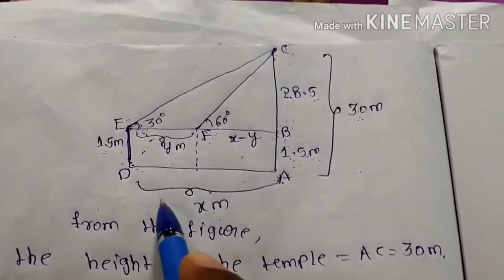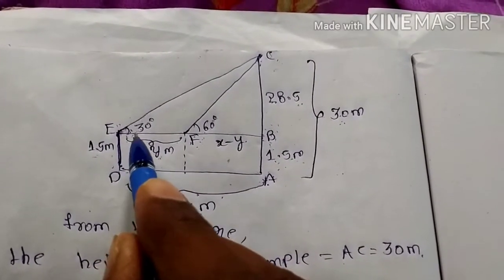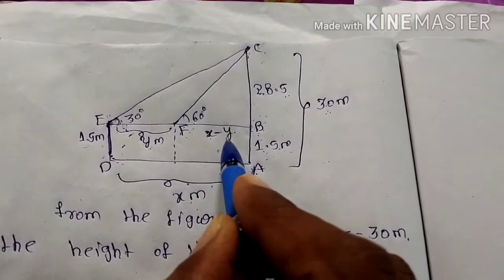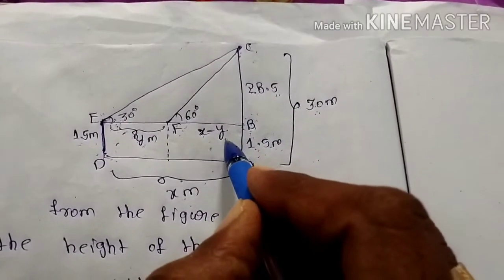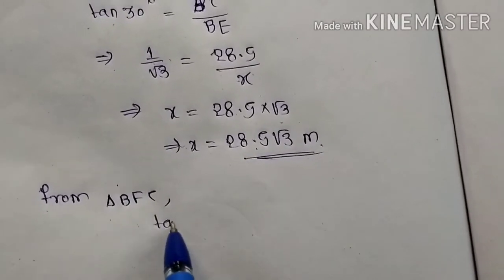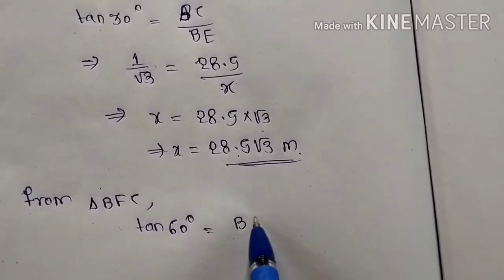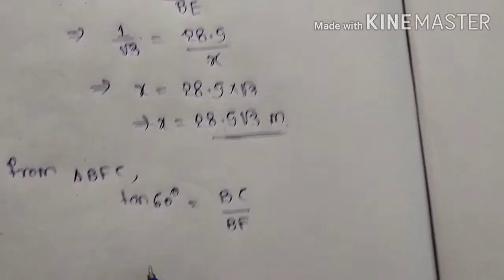Yes or no? The total distance is x. y is the distance traveled by the boy to the temple. The remaining should be x minus y only. That means you can write here 28.5 by x minus y. You can write here tan 60. From triangle BFC, here tan 60 is equal to BC by BF.